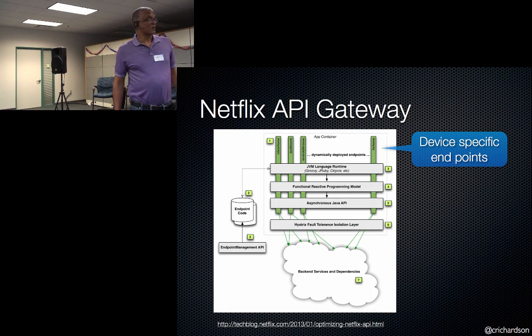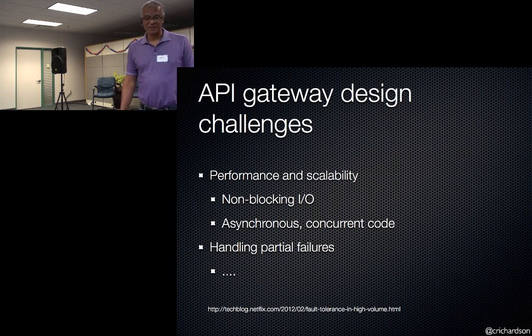And Netflix have written quite a bit about that. They talk about supporting a gazillion different kinds of devices, and their API gateway has device-specific APIs that just make life easier and more efficient for the client. And then it calls out to the underlying back-end services.